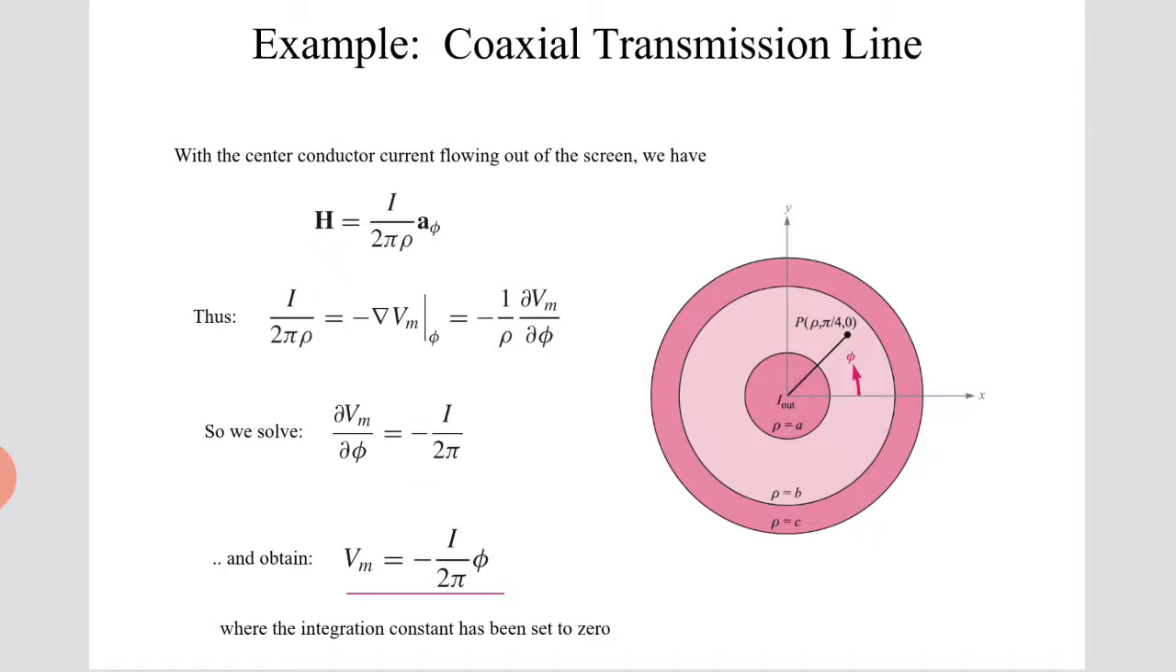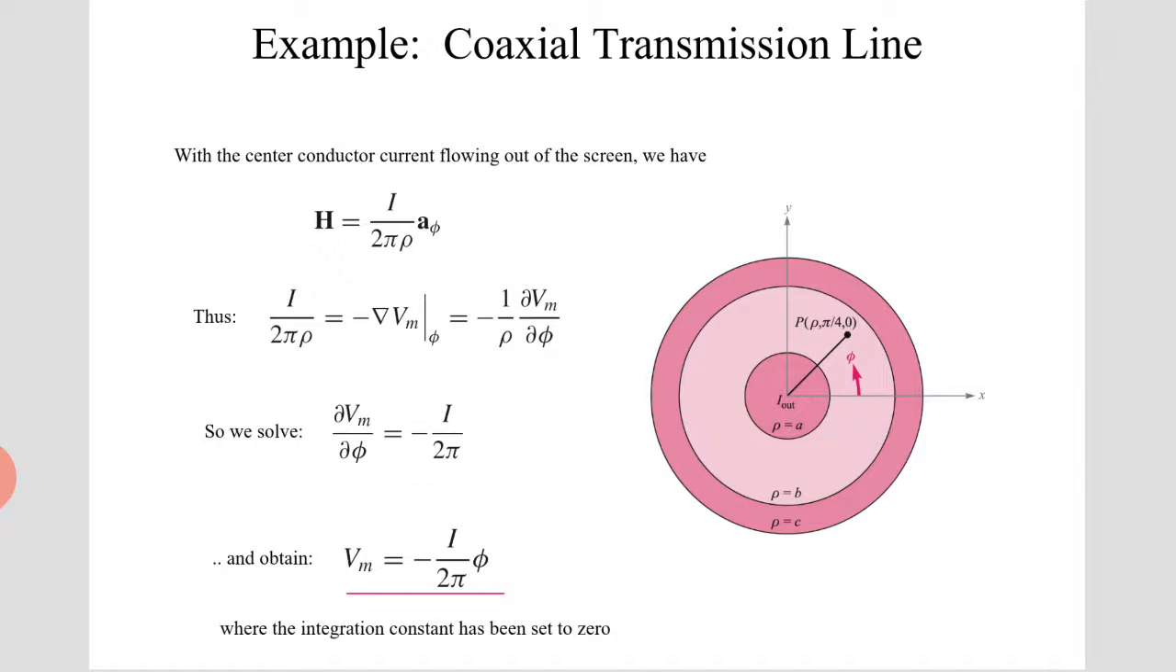So after solving, the equation we get is ∂Vm/∂φ is equal to minus I by 2π. From this we can obtain the scalar magnetic potential, that is Vm is equal to minus I divided by 2π into φ, where the integration constant has been set to 0.